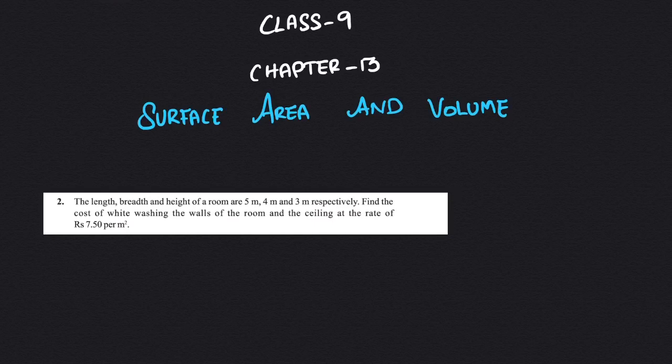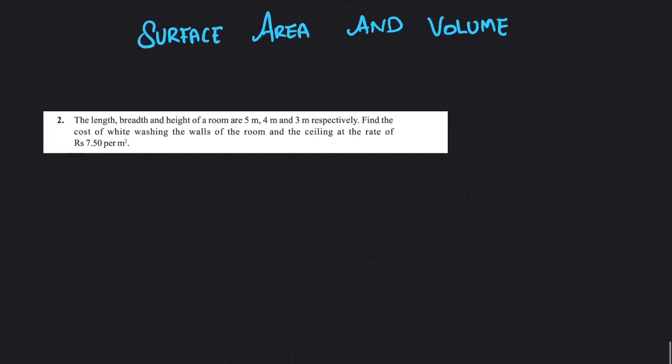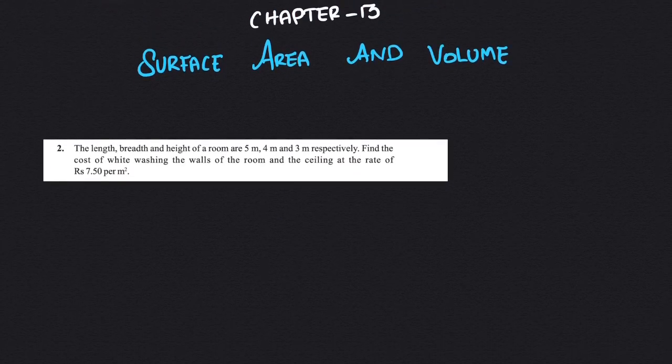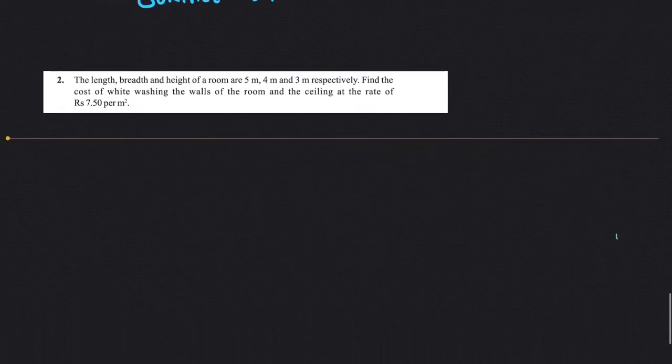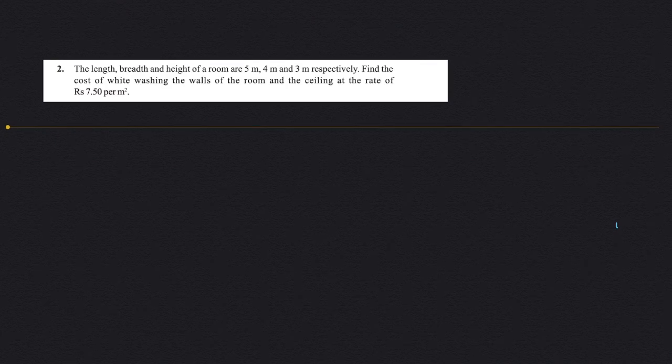Today we are going to discuss exercise 13.1, question number 2. The length, breadth and height of the room are given: 5, 4 and 3 meters respectively. Find the cost of whitewashing the walls of the room and the ceiling at the rate of 7.5 rupees per meter square.